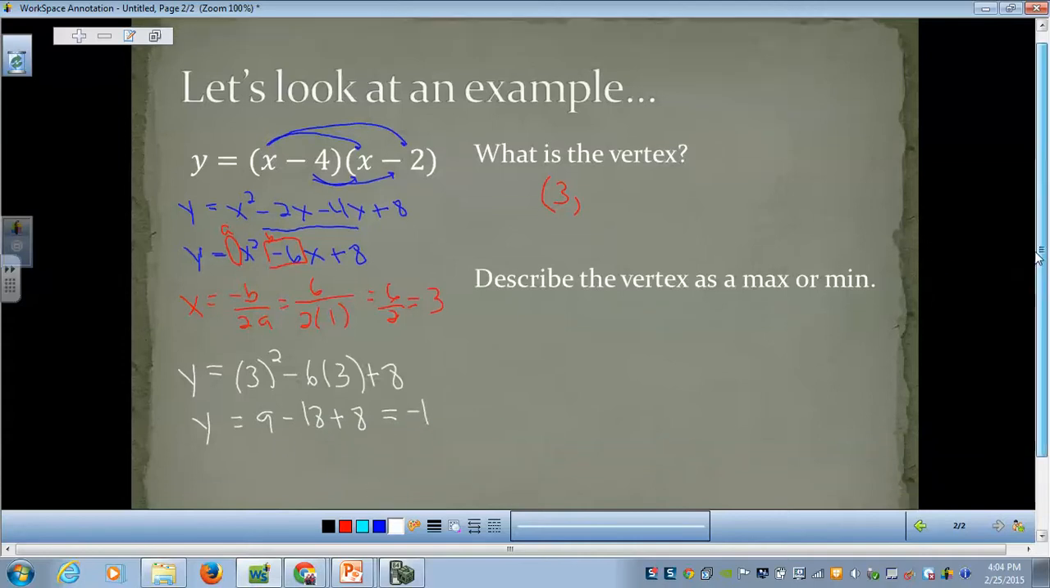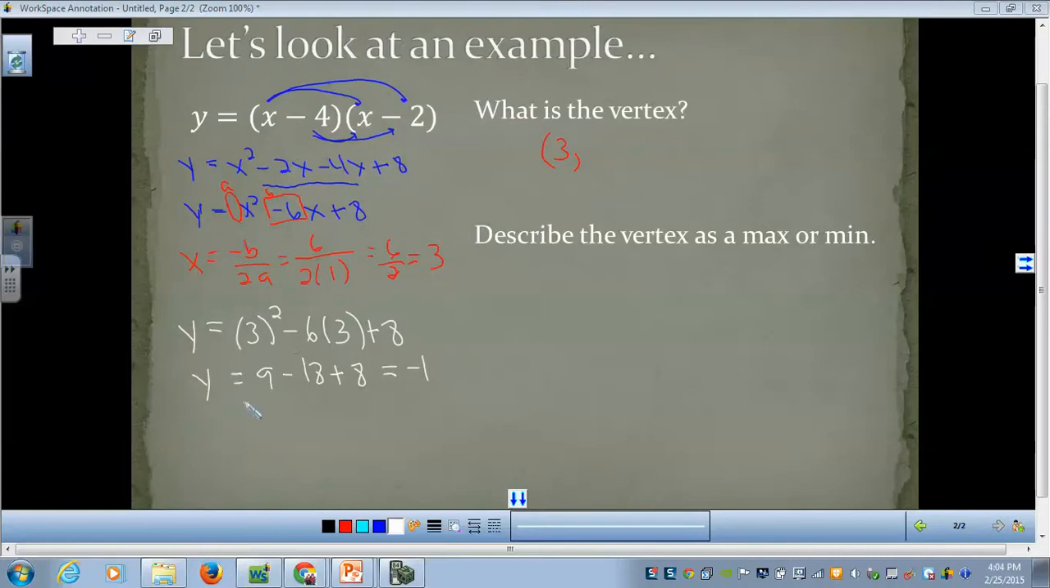Now I'm just going to really quickly show you that you would get the same thing up here. If I plugged in, I would have 3 minus 4 and 3 minus 2. So 3 minus 4 is negative 1, 3 minus 2 is 1, and then I would get negative 1. So we do in fact know that the y-coordinate of our vertex is negative 1.